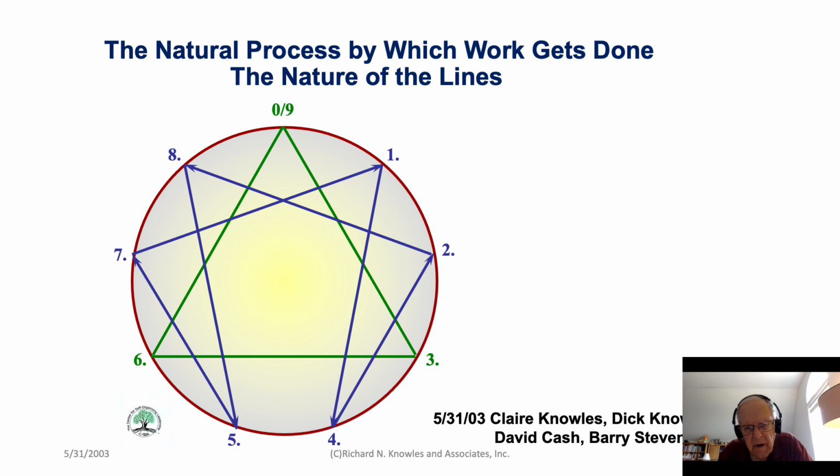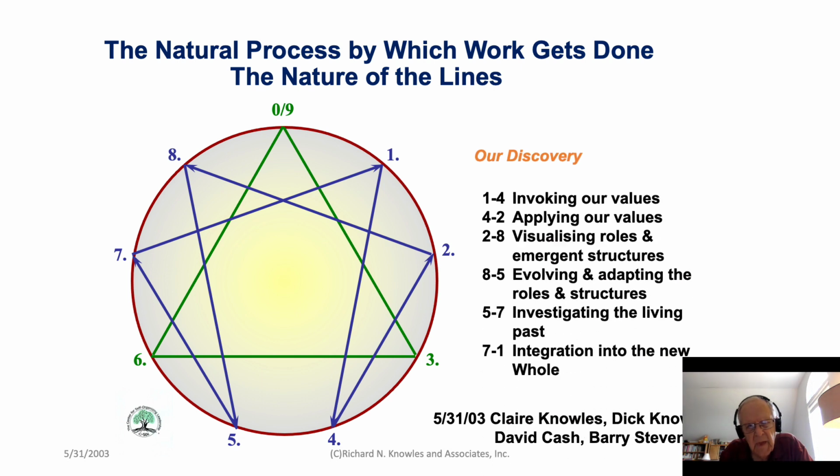This was developed by Claire, my wife, me, Frank Schmitz, Dave Cash, and Barry Stevenson back in 2003 in a workshop we were having for our Center for Self-Organizing Leadership. What we discovered as we talked about the lines was that as we move from 1 to 4, we're invoking our values. Our intention has to be important to us. That's something we really want to have happen. And we begin to invoke our values about how to do this and how to make it work safely. And we begin to move forward.